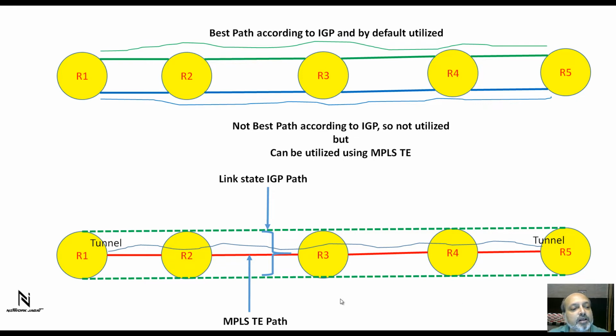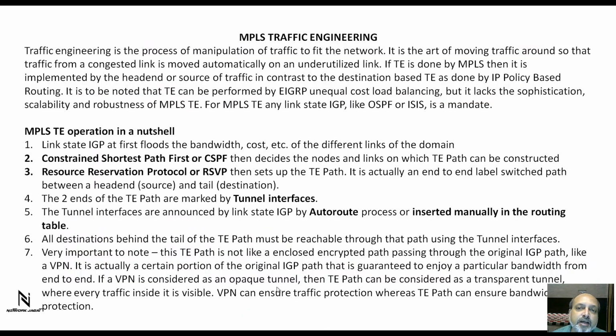Right. Now, how is this path constructed? This virtual logical path, how is it constructed? So at first, there are certain steps. So what are the steps? Once again, I visit this operation. So link state IGP at first floods the bandwidth, cost, etc. of the different links of the domain.